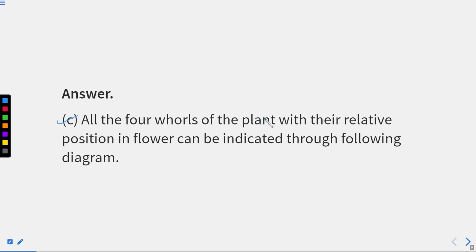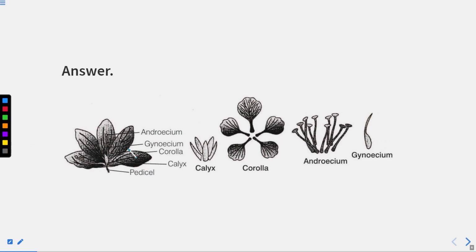Now all the 4 whorls of the plant with their relative position in the flower can be indicated through the following diagram. Let's see what the diagram is. This is the typical flower. Here you can see the pedicel, which is the stalk of the flower. Then the outermost whorl is the calyx, the collection of the sepals. Inner to calyx is corolla, the collection of petals. Here you can see 5 petals.